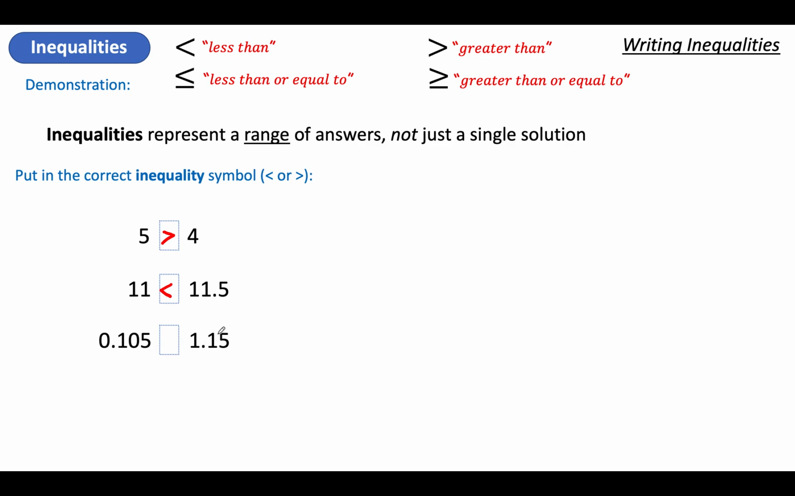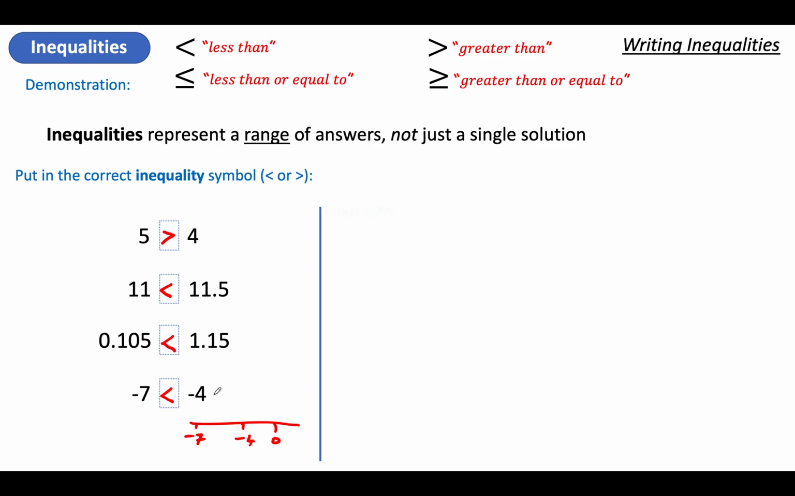0.105 and 1.15. Well, 1 point something is always going to be bigger than 0 point something. So again, I need it this way round to show that 0.105 is less than 1.15. And -7 and -4. Now, quite often people get this the wrong way round. Now, -7 is actually smaller than -4. Think about your number line. There's 0, there's -4. -7 is further off to the left, which means it's smaller than -4.